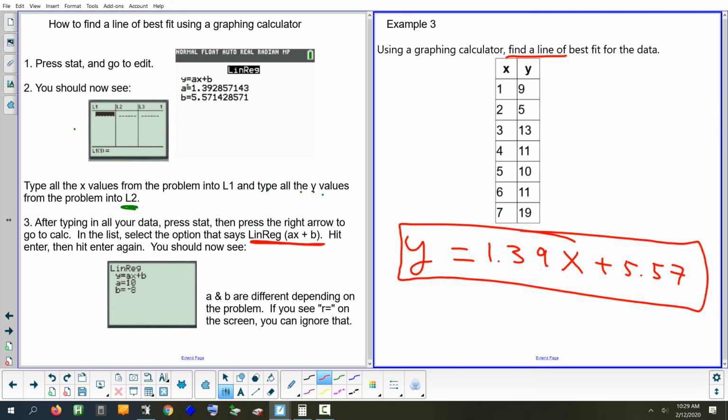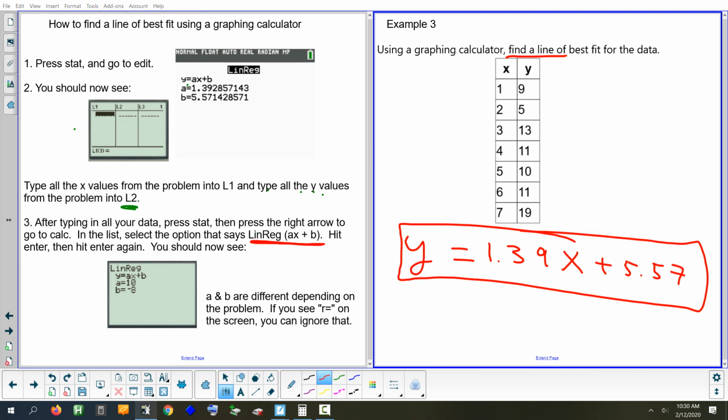So that equation is the perfect equation for that data. You can't get any better. And if we were to graph these points by hand, there's no way you would get a slope that accurate, 1.39. I mean, we might get 1.1 or 2 or 2.5, but that's pretty accurate. Same with 5.57, okay? Nope, you don't have to graph that.